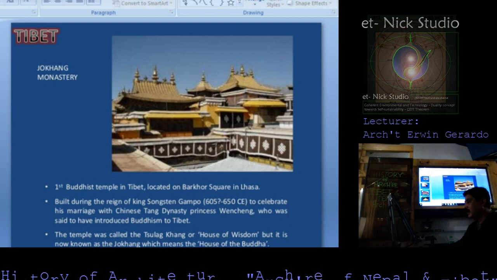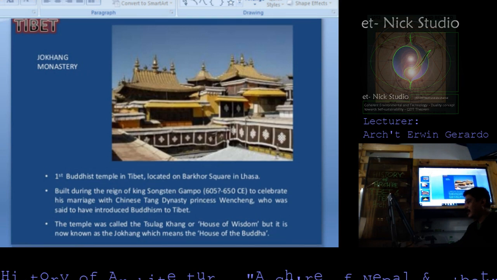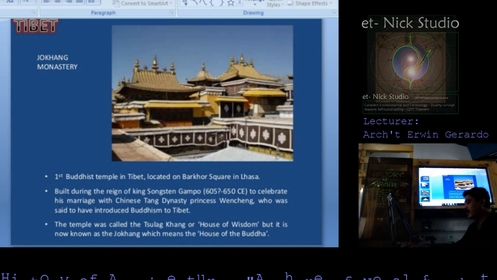Jokhang Monastery, the first Buddhist temple in Tibet, is located on Barkhor Square in Lhasa. It was built during the reign of King Songtsen Gampo, circa 605 to 650, to celebrate his marriage with the Chinese Tang Dynasty princess Wencheng, who was said to have introduced Buddhism to Tibet. The temple was called the Tsuglag Khang, or House of Wisdom, but it is now known as the Jokhang, which means the house of the Buddha.